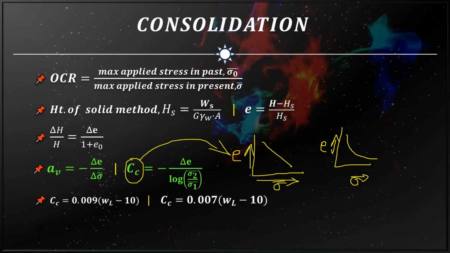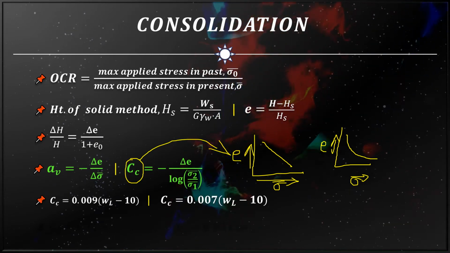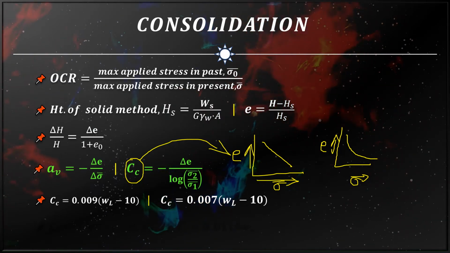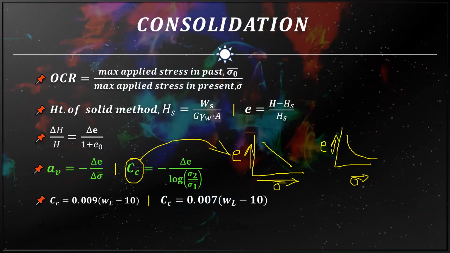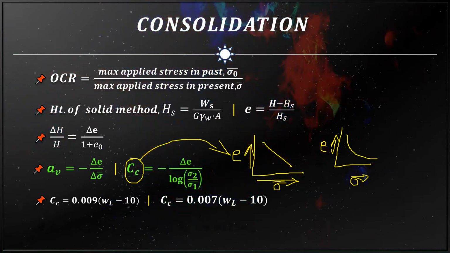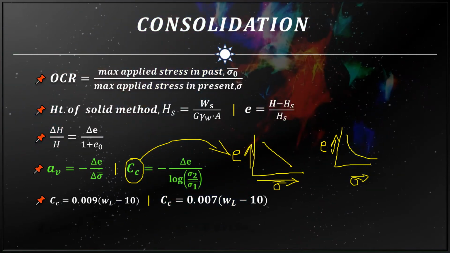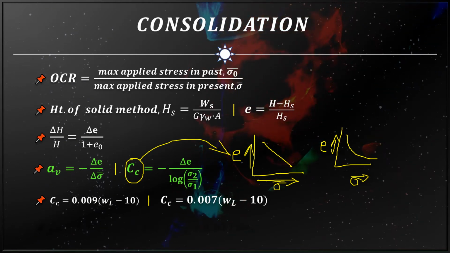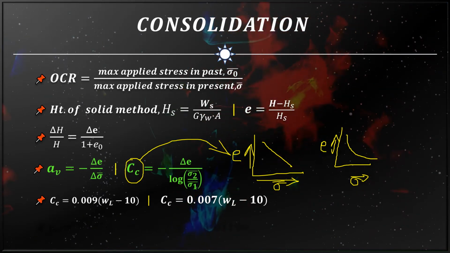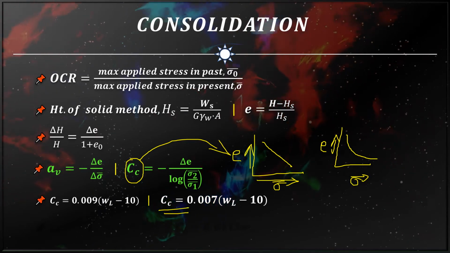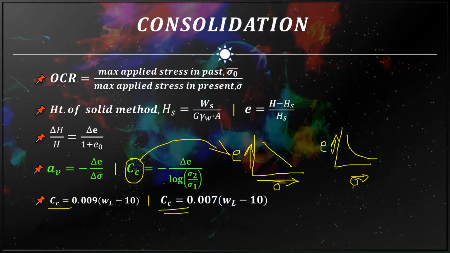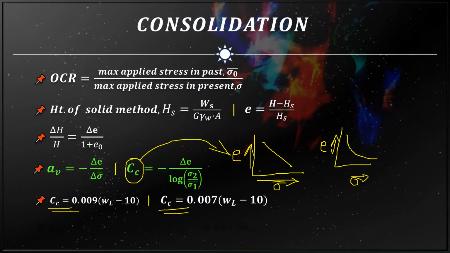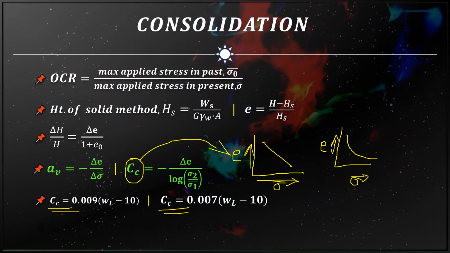And Cc can also be determined using the liquid limit: Cc equal to 0.009 (WL minus 10). This formula is used for clay of an undisturbed sample. And Cc equal to 0.007 (WL minus 10). This formula shall be used for clay of a remolded sample. When a remolded sample of clay is there, we can use this formula. When an undisturbed sample of clay is there, we can use the other formula to determine the compression index value knowing only the liquid limit.